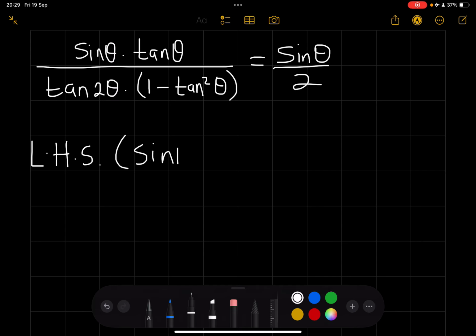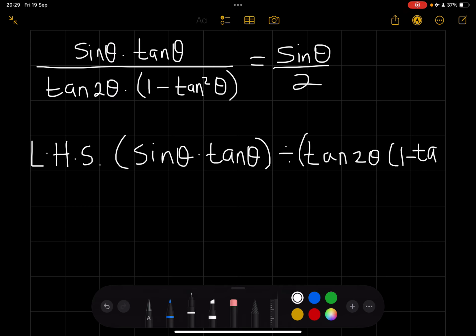Sine theta dot tan theta. And then the division line, I prefer to write it this way. Then I put a bracket so that I can work separately with my numerator and denominator, and then I'll later on combine them. So tan 2 theta, and then 1 minus tan squared theta.